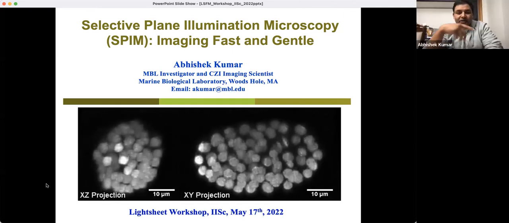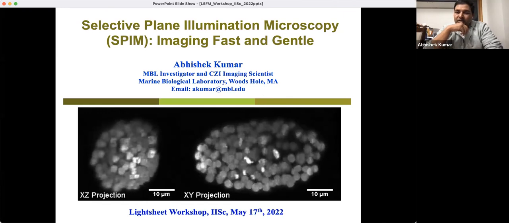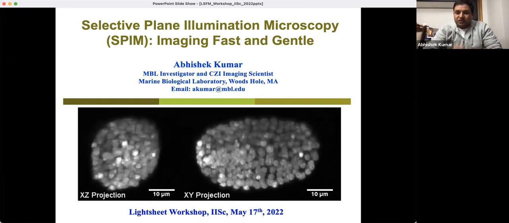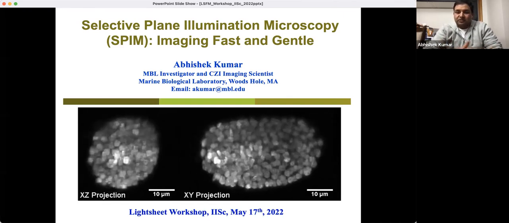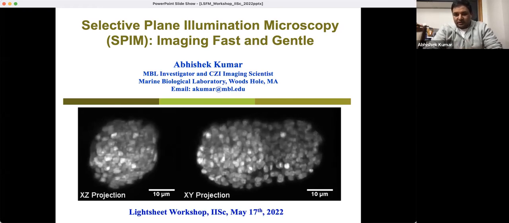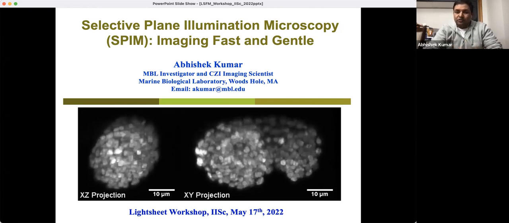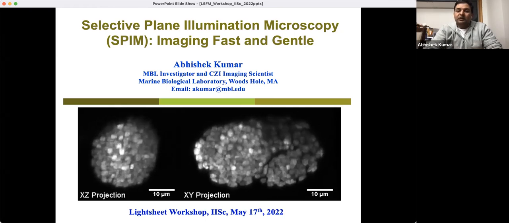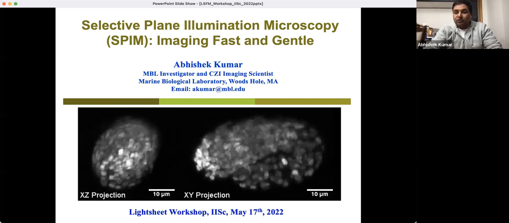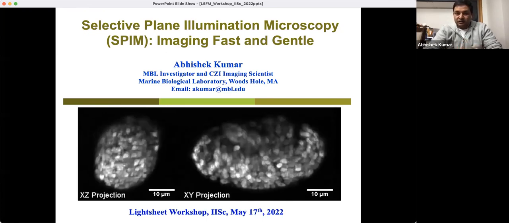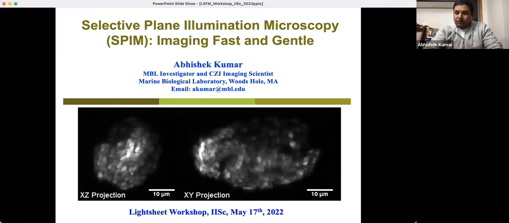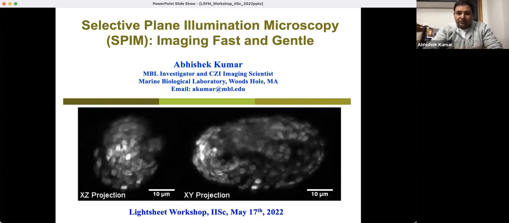So here on my first slide, you can see this is a C. elegans embryo, and this is a good example, in my opinion, to stress why we need a system like SPIM or light sheet, because these embryos are very delicate, and as you can see during development, they also start moving fast. So basically, for many biological applications, we need to acquire these images fast. We want to be gentle so that we can image some of these biological samples live without perturbing their development or whatever we want to investigate.